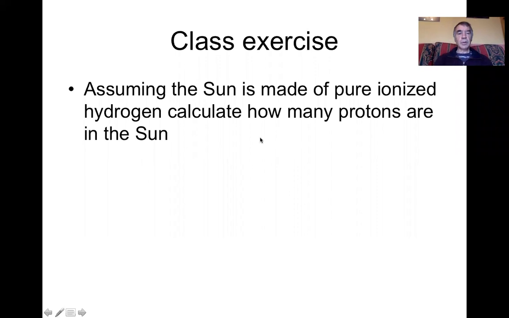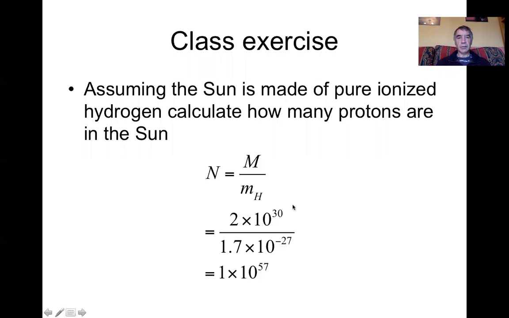Okay, welcome back to part 2 of the properties of the sun. So I left you with a couple of questions and exercises to have a look at. I was asking how many protons are in the sun. You already had the mass of the sun, and what you need to do is look up the mass of the proton, and then divide the two. So here you can see this will be the number of protons.